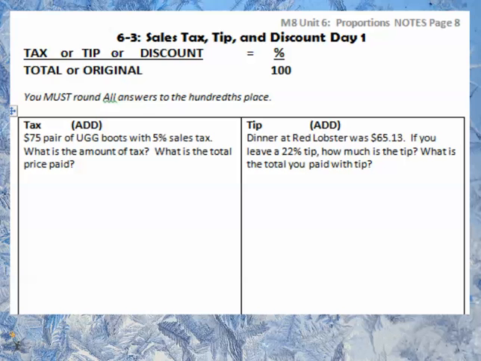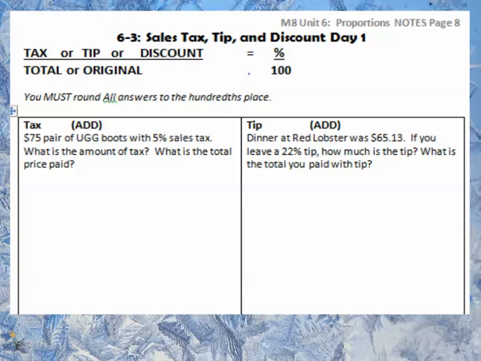Hi class, today we're on section 4-3, Sales Tax Tip and Discount, Day 1, and I'm on notes page 8 in your binder. Now, this is something that we did learn last year in 7th grade, so it should mainly just be a review from what we did learn.